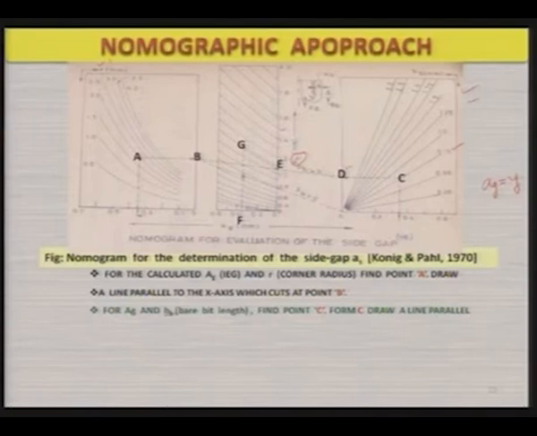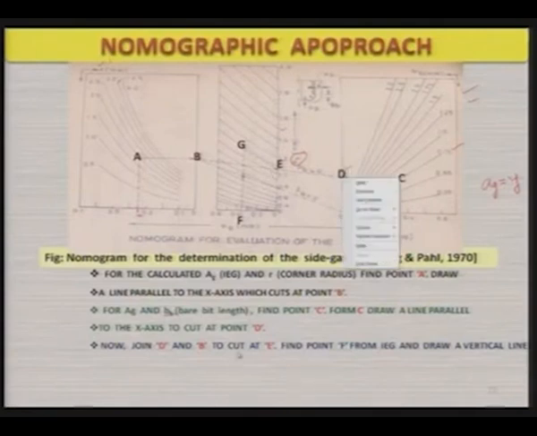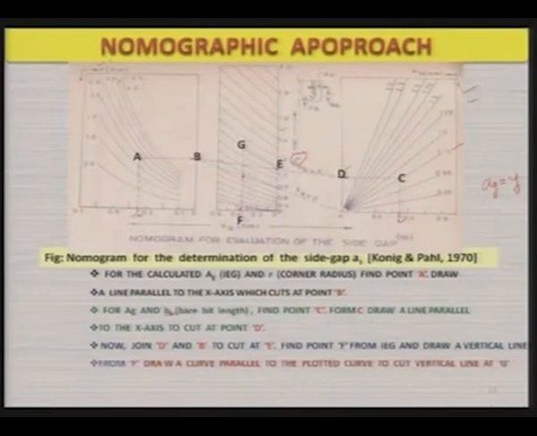Now, when it cuts at point E, just see to the x axis to cut it at point D, then join D and B. So, it will cut at E, find point F from inter-electrode gap, draw a vertical line. This is the inter-electrode gap that we already know, because here also we have used. From here draw a vertical line. Now, after drawing the vertical line from F, draw a curve parallel to the plotted curve to cut the vertical line at G.